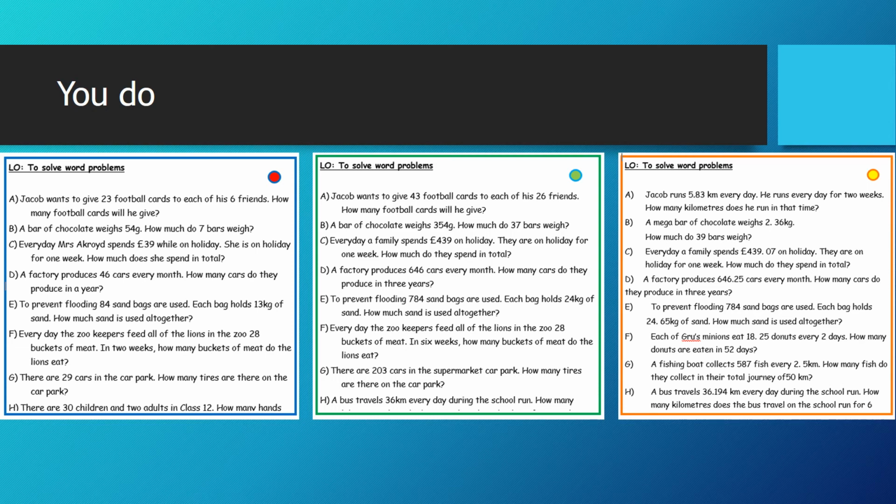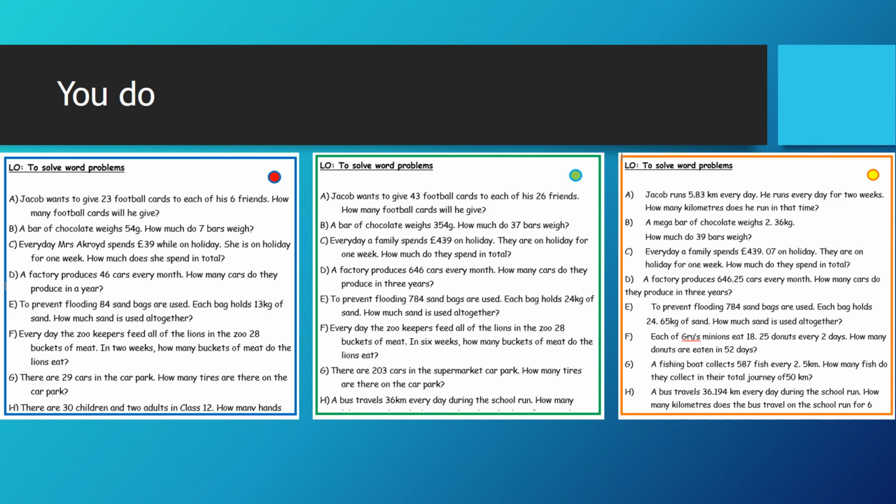And finally, using what we did yesterday with the working on decimal points, Jacob runs 5.83 kilometres every day. He runs every day for 2 weeks. How many kilometres does he run in that time? So 5.83 multiplied by 14, because there's 14 days in 2 weeks.